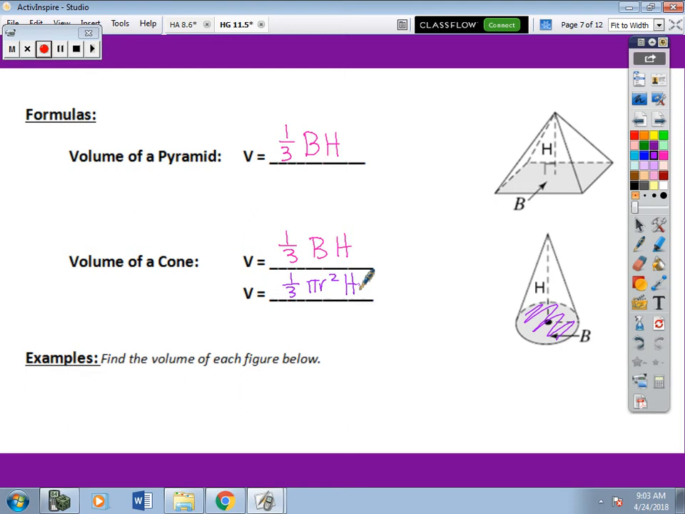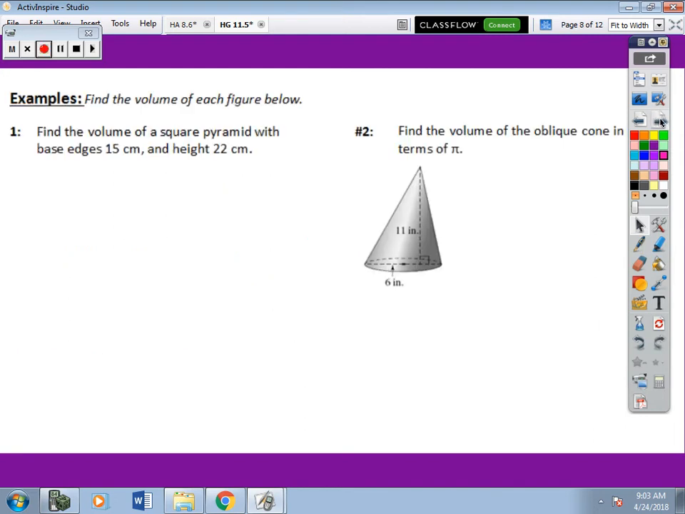So again, notice for the pyramid, you actually want the height this time, whereas in the past, for surface area, we wanted the slant height. So that's why sometimes you'll be given one or the other. So they ask us to find, and remember, big B is still the area of the base, and H is still the height of the cone or the pyramid.